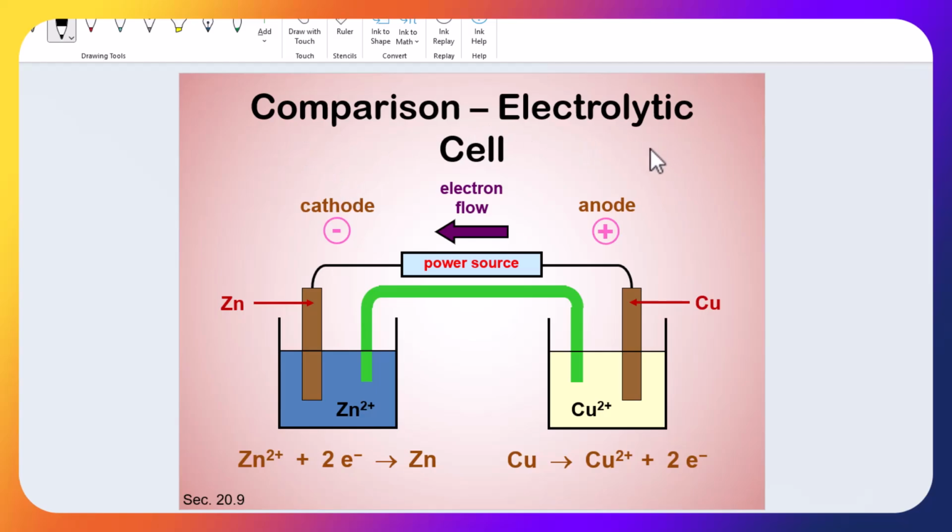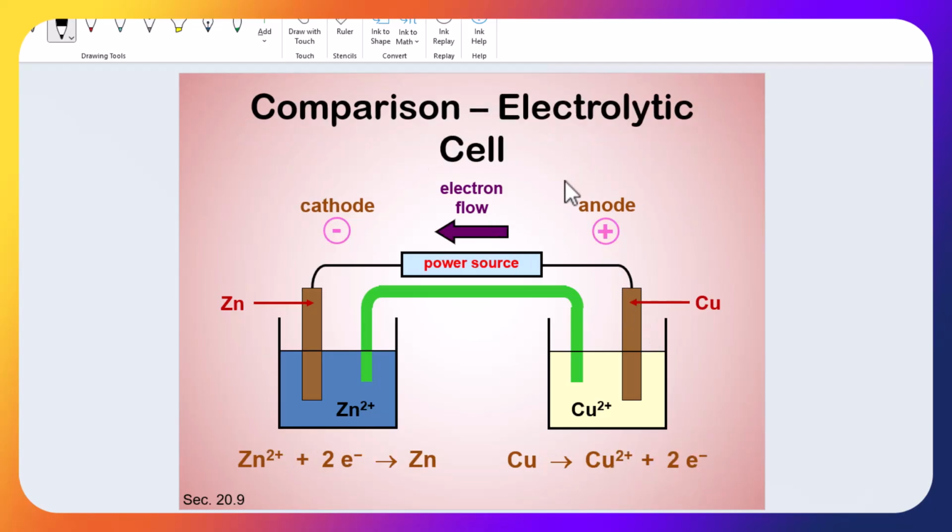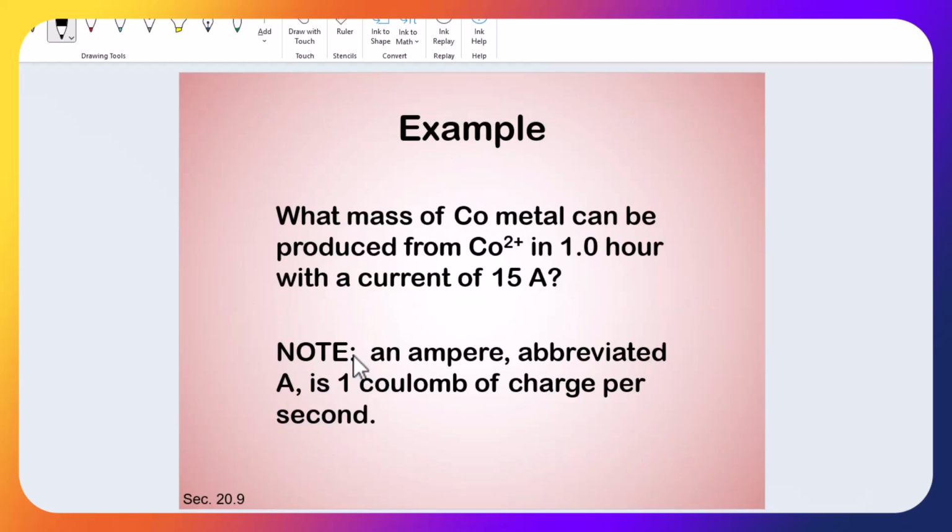So in an electrolytic cell, the anode is positive, not negative as it is in a voltaic cell. The cathode is negative in an electrolytic cell, not positive as it is in a voltaic cell. In a voltaic or galvanic cell, the anode is negative and the cathode is positive. Electrons flow from the anode to the cathode. In an electrolytic cell, electrons still flow from the anode to the cathode. It's just that the anode is positive now and the cathode is negative. All right? That's the big difference.